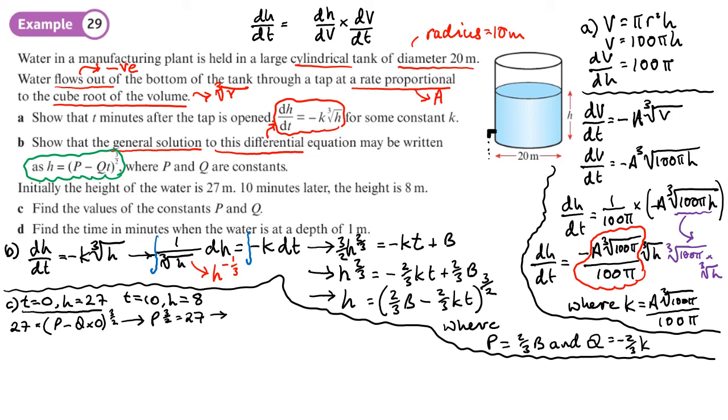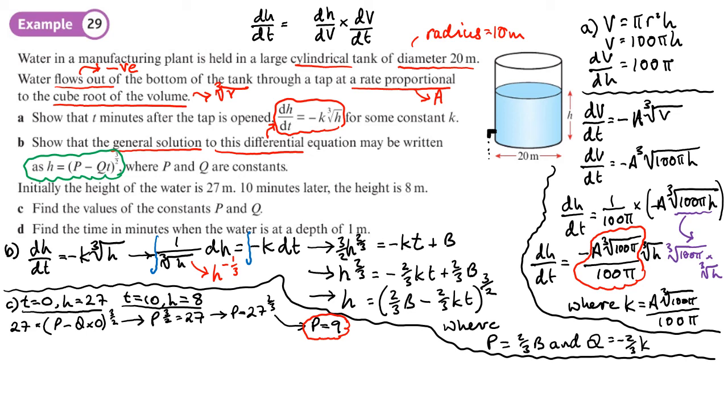So reciprocal power, P equals 27 to the power 2 over 3. So it's the cube root of 27, which is 3, and that is squared. So P is 9. Let's just put that there. And then we're going to substitute in the other two values, so the 10 and the 8. And we can put P in as well now, and then use that to find Q.